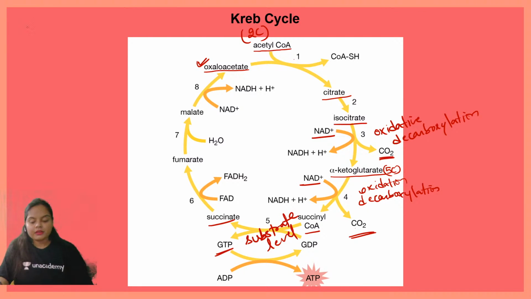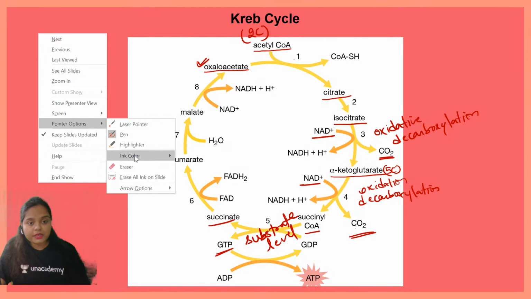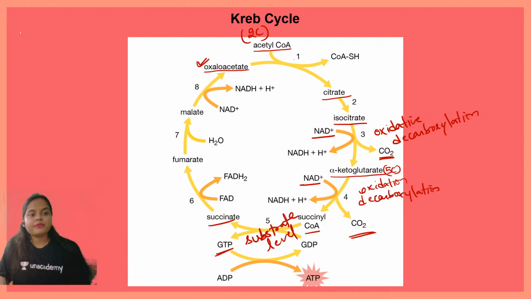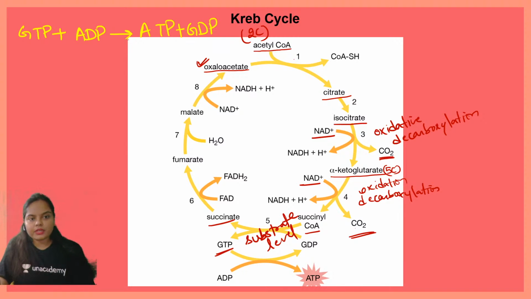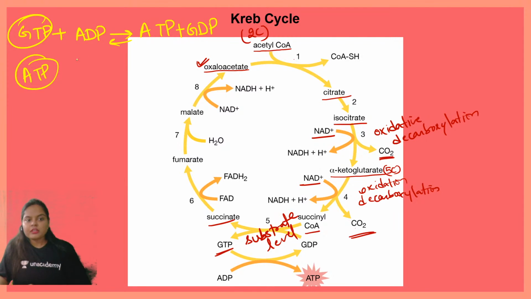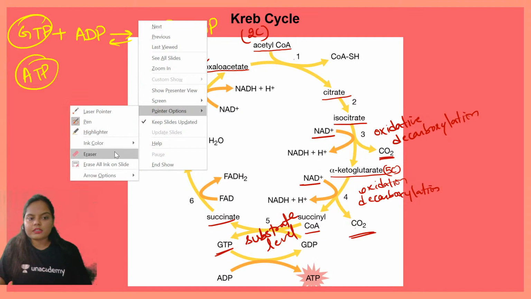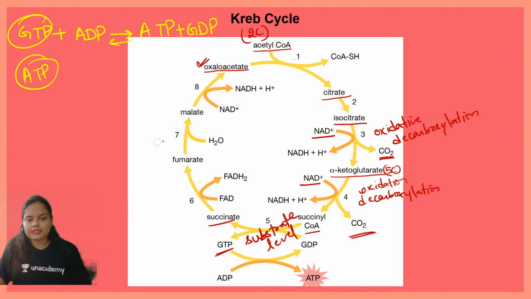Now what happens? Let me change the color. I think red is not visible over this pink color. See what happens. This GTP combines with ADP at the same time, and it forms ATP, and the GTP converts into GDP. Okay, so this is the reaction. That is why every time I say a GTP is formed, I am anyways counting it as an ATP molecule, because this reaction is taking place parallelly. Okay, so that means one ATP molecule is formed in this step when the succinyl coenzyme A is getting converted into the succinate molecule.